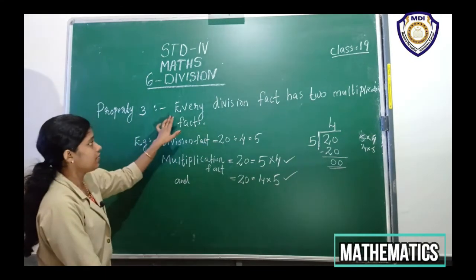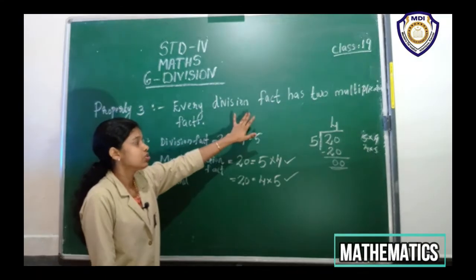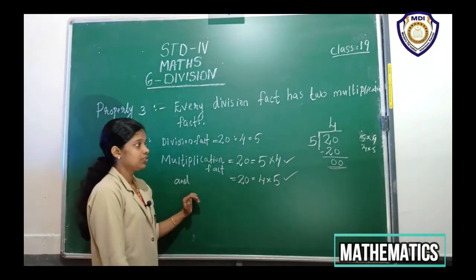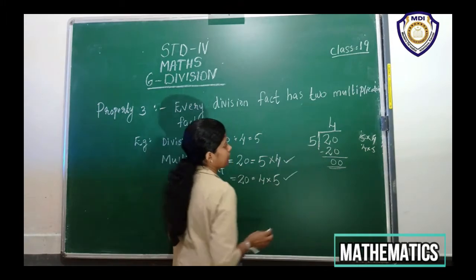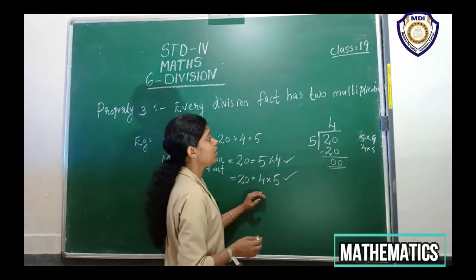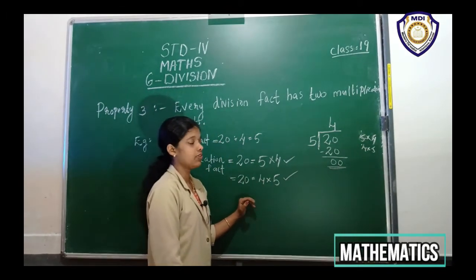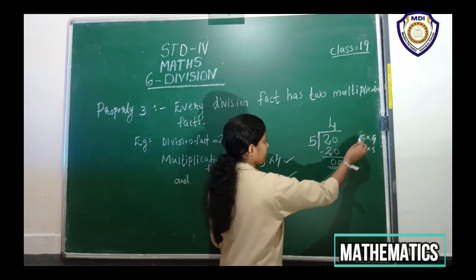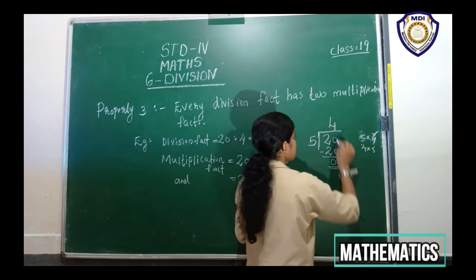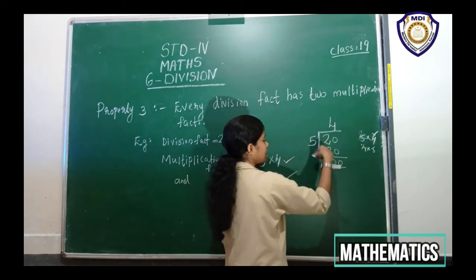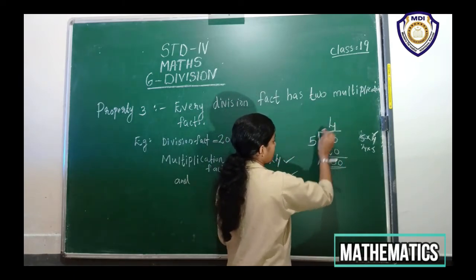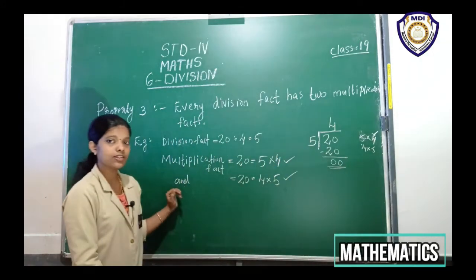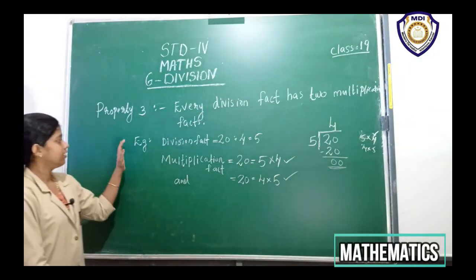Here every division fact has 2 multiplication facts. 20 divided by 5. We are taking 5's table. 5 4s are 20. We are taking 4 is here. 4 into 5, 4 5s are 20. Did you understand? Okay. Write the example.